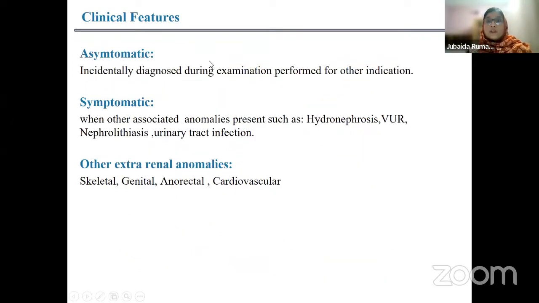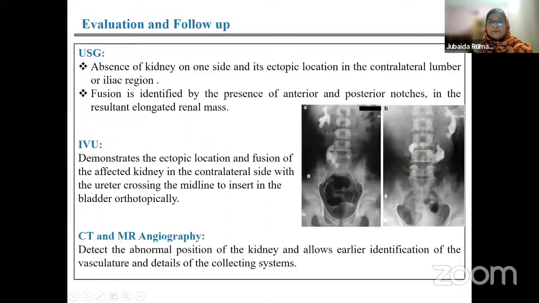These cross-fused renal ectopia patients are usually asymptomatic. They are diagnosed incidentally. If there are any associated anomalies like hydronephrosis, vesicoureteric reflux, or nephrolithiasis, the patient can come with symptoms like pain, hematuria, and UTI-like features. They are also associated with other skeletal, genital, anorectal, and cardiovascular system anomalies.